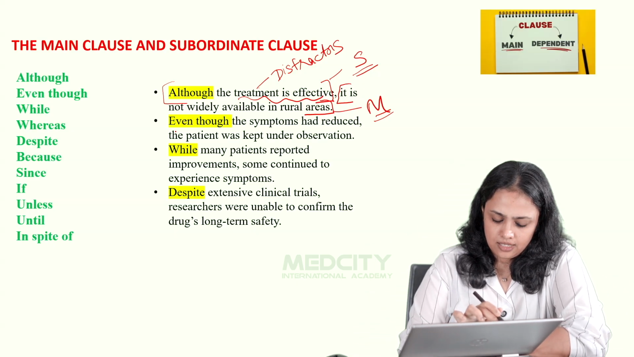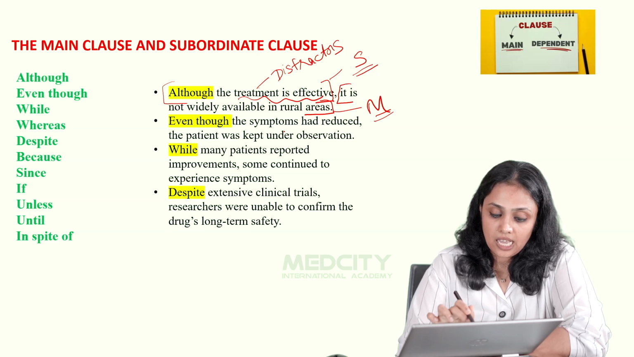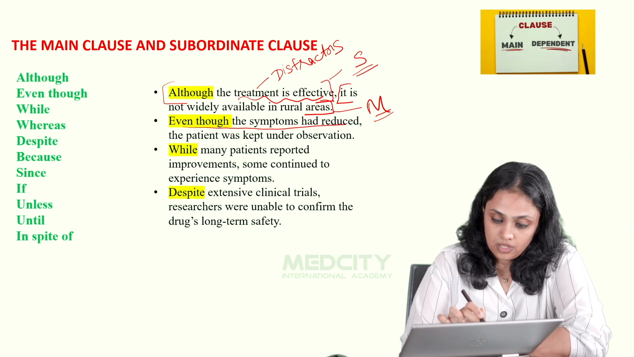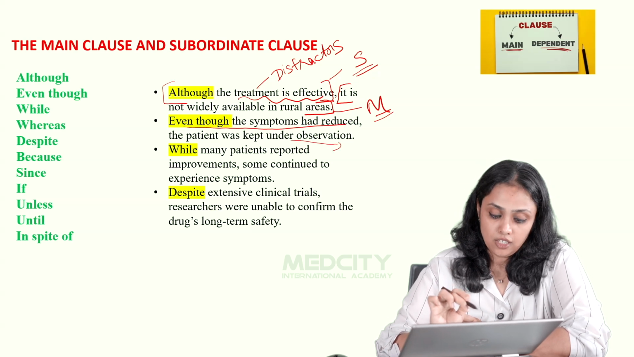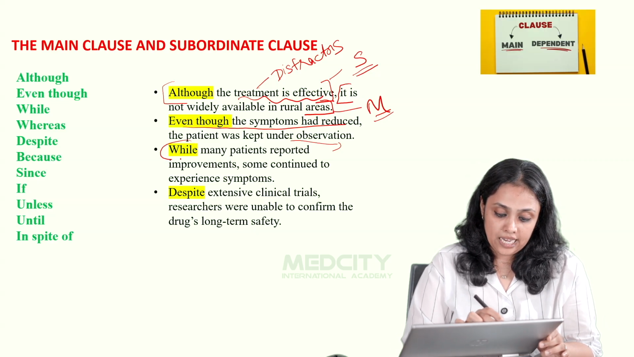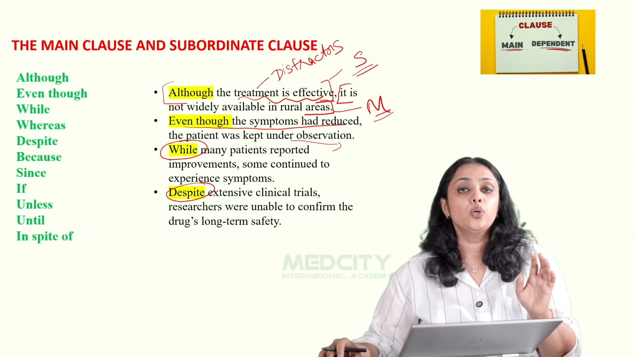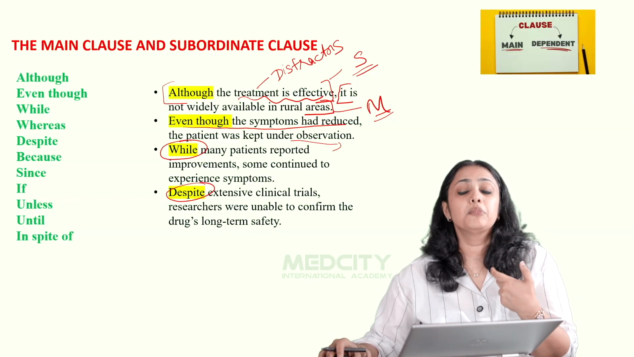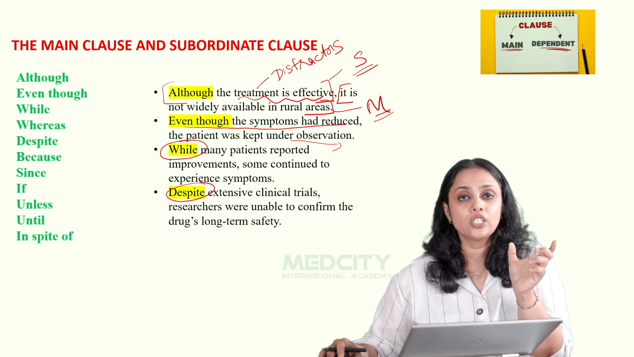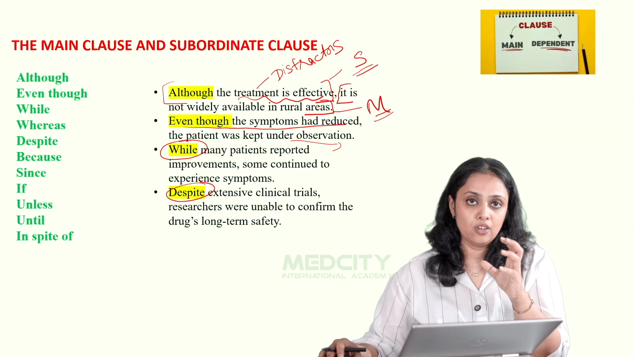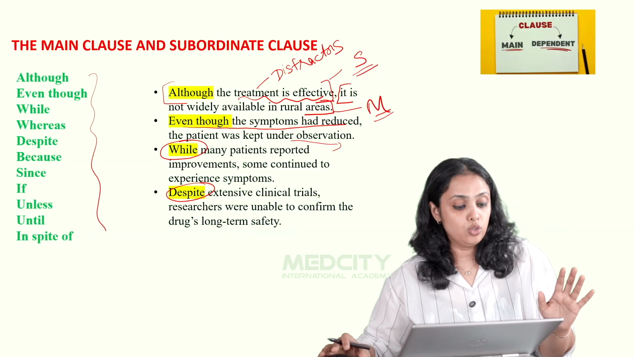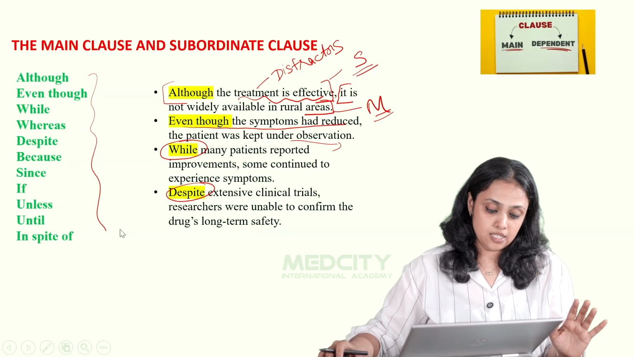Now the next example: even though the symptoms had reduced, the patient was kept under observation. So the main idea is that the patient was kept under observation. Now you can see a couple of other examples also using while and despite. So you have to read carefully. Read the statement twice before concluding an answer, when you're reading a statement which contains a main clause and subordinate clause, a complex sentence involving connectors like although, even though, despite, in spite of, since, if and all.